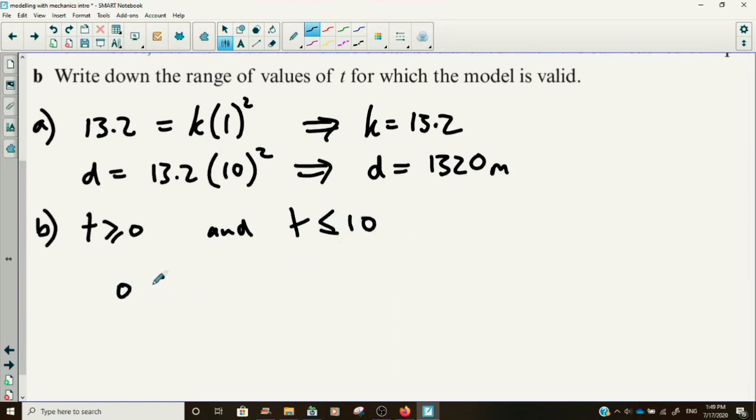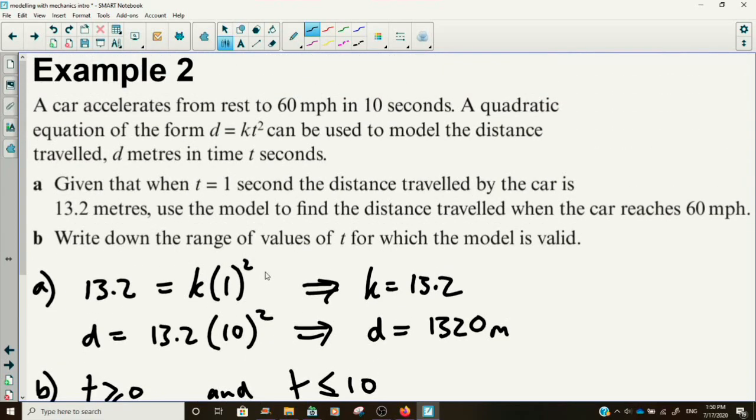Okay, so you can write it like that, or you can just say the range of values of t are between 0 and 10. Okay, so another example there where you're kind of interpreting the results, and I quite often like to just throw in one little question at the end just to get you to think about the problem in practice and whether your results actually make sense.